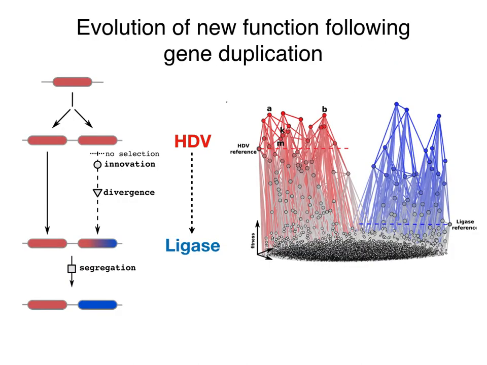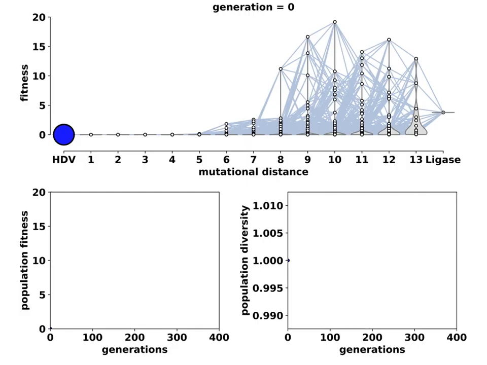So we imagine this scenario where we first had an HDV ribozyme in sort of a proto-organism, and we had a gene duplication event, and then the second copy of the gene was free to evolve towards ligase activity. So we started from genotypes in red that had high HDV activity, and then we challenged them to evolve on the ligase landscape. And we recorded these populations evolving through this evolutionary challenge. And the recordings look something like this.